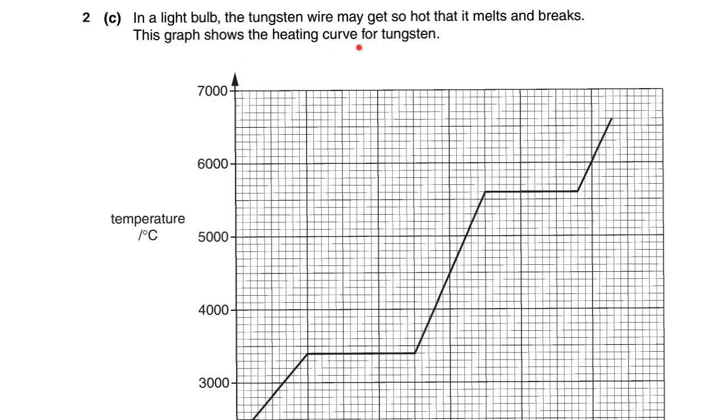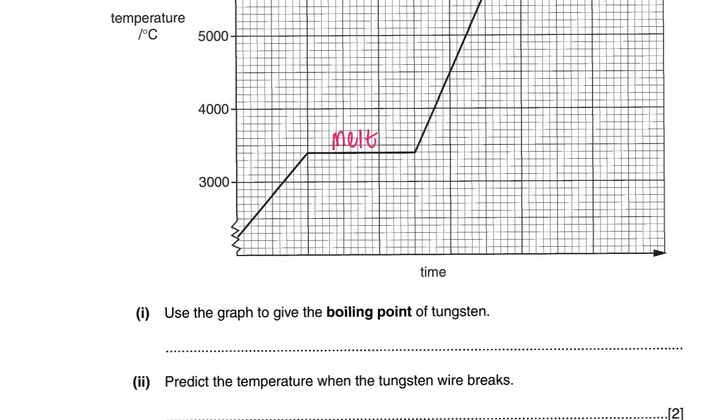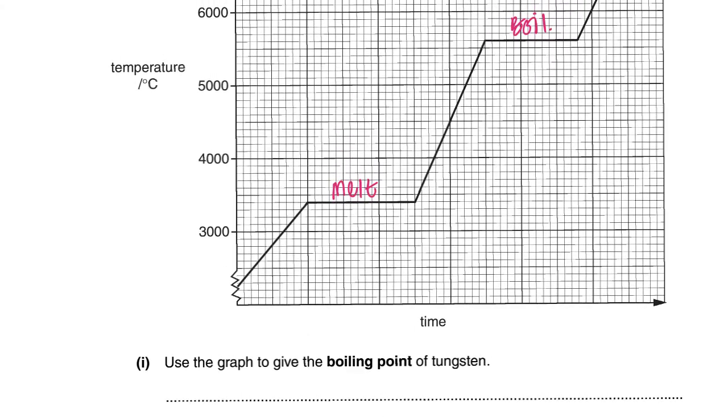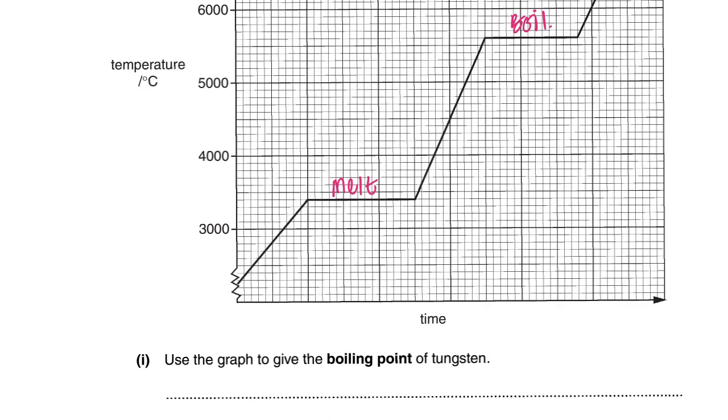The graph shows the heating curve of tungsten. Now the heating curve over here is highlighting that it's melting. It's gonna melt over here, and it's gonna boil over here. Okay. Let's move on. See if I can zoom and pan. Okay. Use the graph. I'll just try to show it. Use the graph to give the boiling point of tungsten.